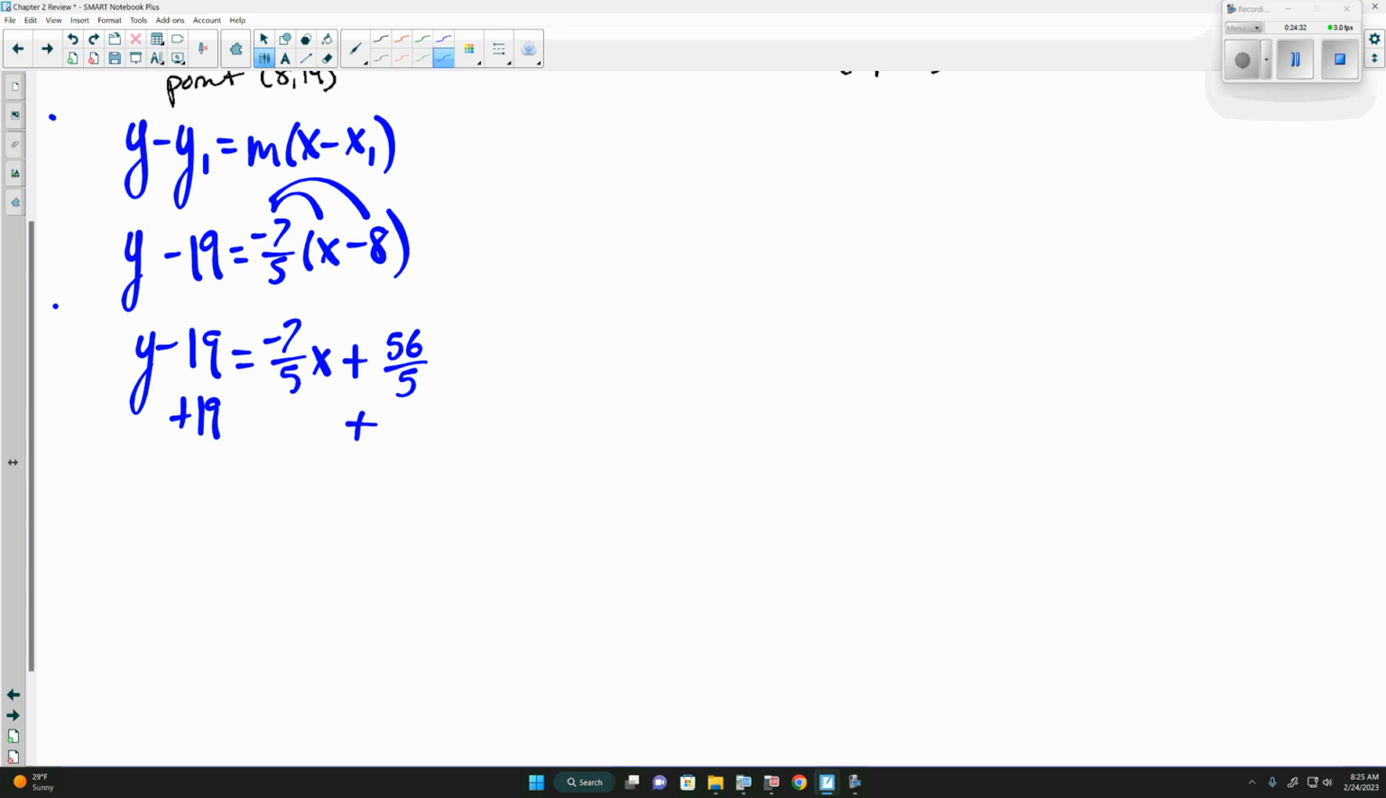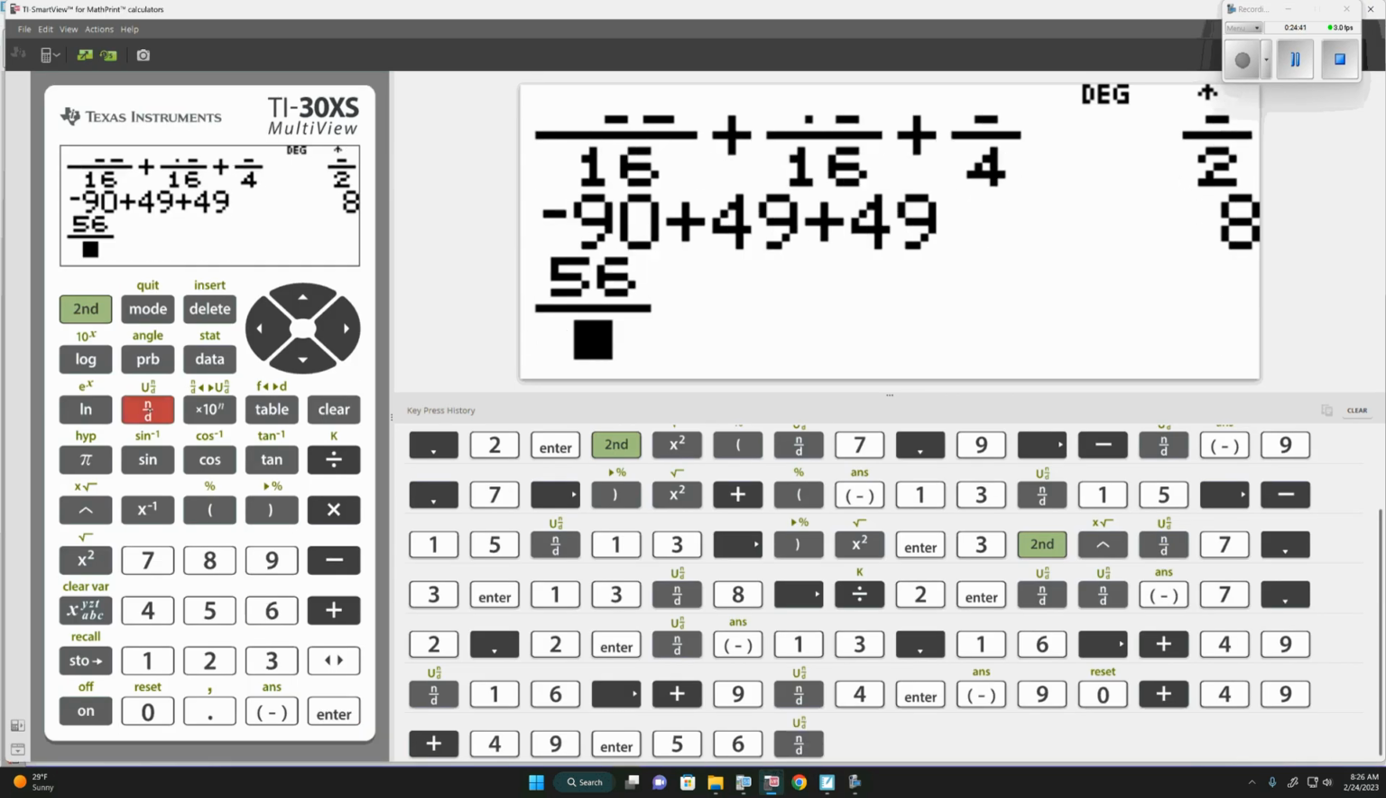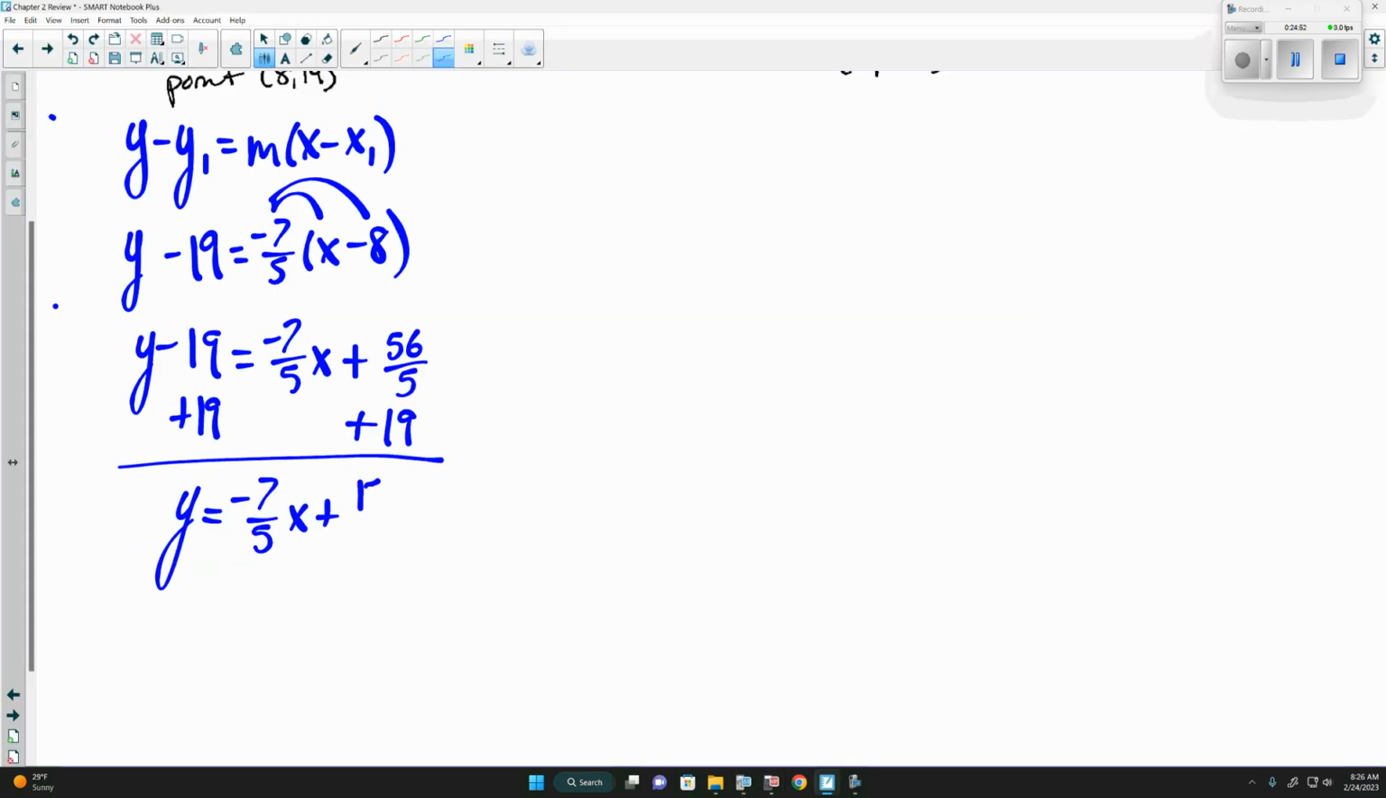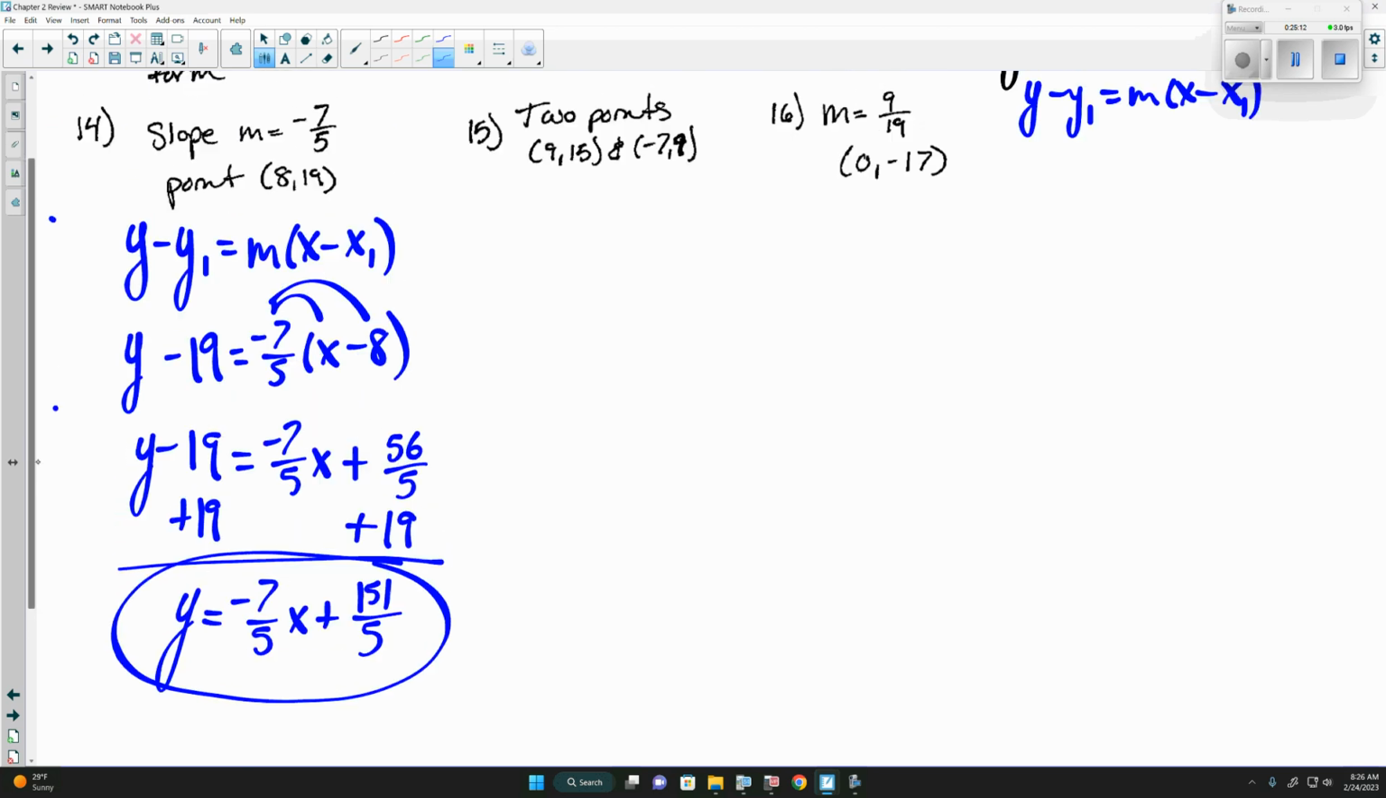And then to finish off getting y by itself, we would add 19 to both sides. So 56 fifths plus 19 is 151 fifths. And that there's the equation of the line. Any questions on this here?